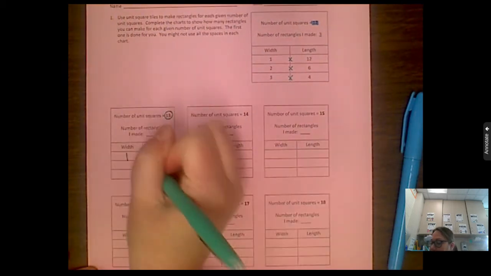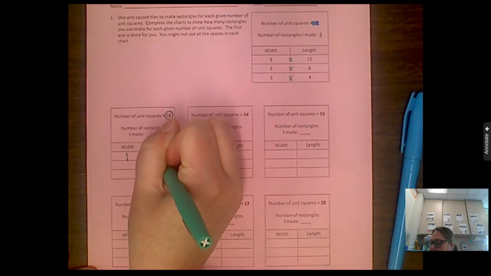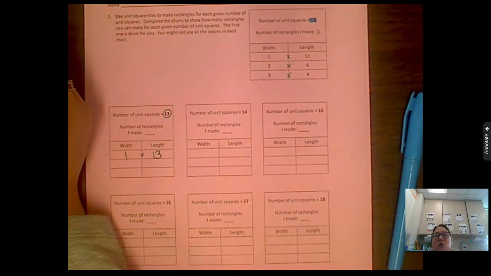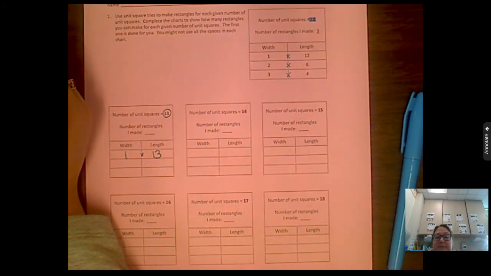So what's the one that we're always going to start with? 1, right? So we can do 1 times 13 equals 13. Then we want to think, let's continue to go up our chart. Can I do 2 times anything to get to 13? I can't, right? Because 13 is an odd number. So I can't count by 2s, 2, 4, 6, 8, 10, 12, 14.